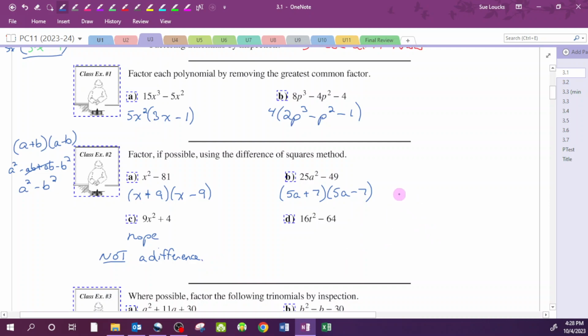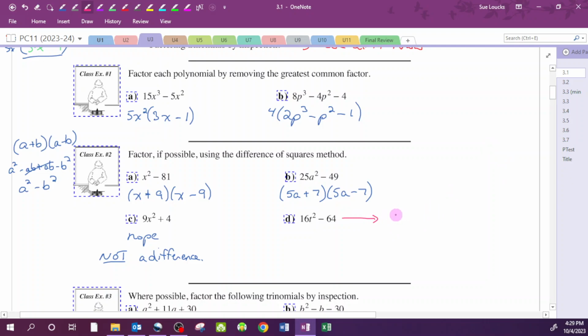This one is interesting because there are two different ways to do this. They both get the same answer, but one is probably better than the other. So this is a perfect square. This is a perfect square. So we might jump right to difference of squares.